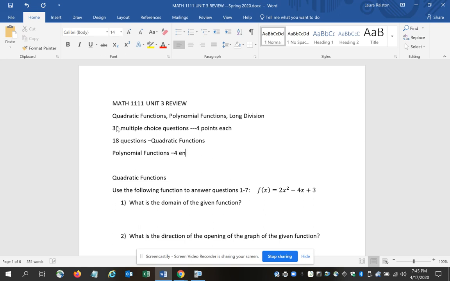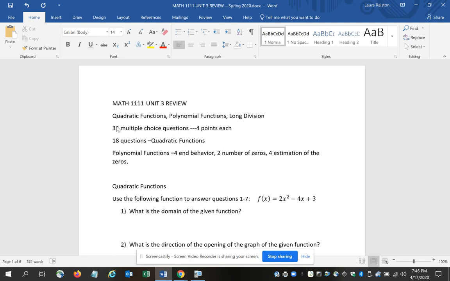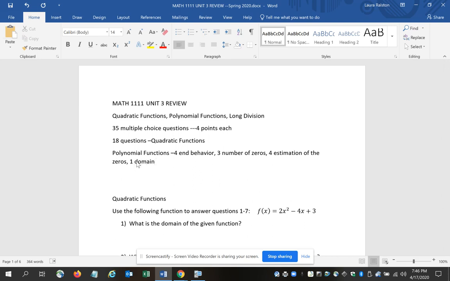You have 4 that ask about the end behavior. There are 2 that ask about the number of zeros. There are 4 that ask about the estimation of the zeros. And there are 3 about the number of zeros. I wrote it down. Couldn't read my handwriting. Okay, and 1 about the domain of a polynomial function.